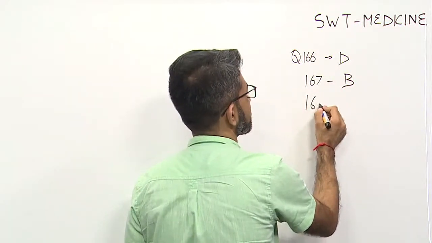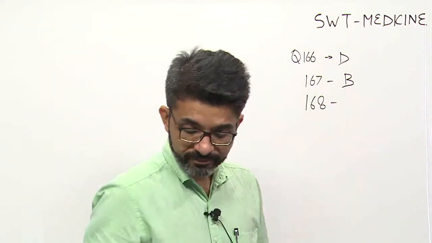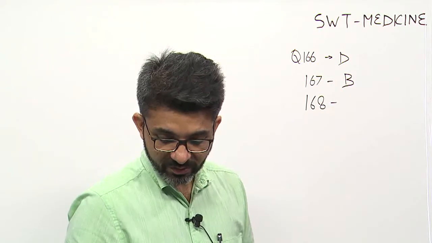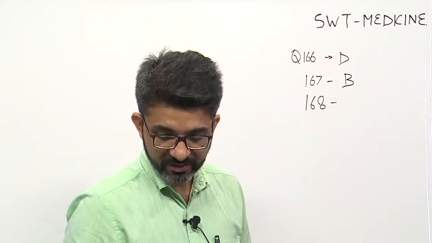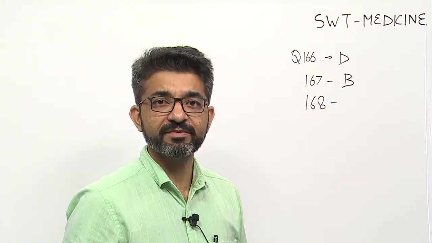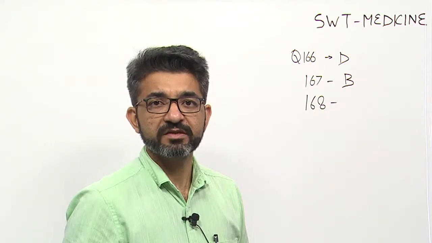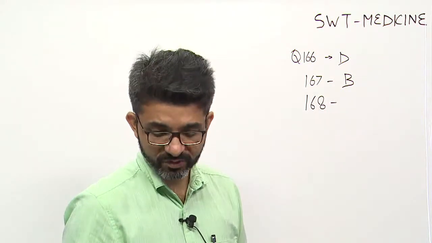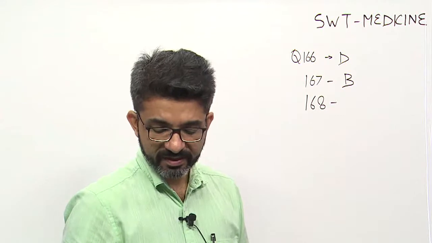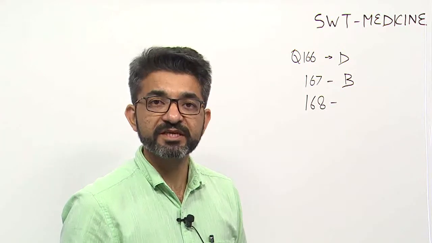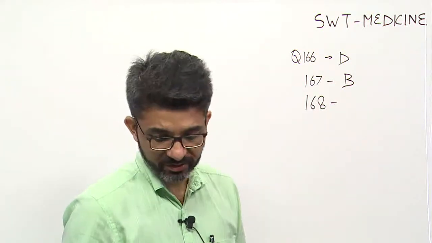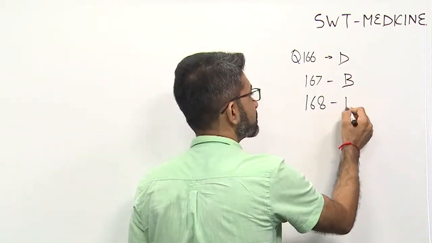Question number 168. Most common cause of SAH. The most common cause of subarachnoid hemorrhage is head trauma. That's written in books. Head trauma is the most common cause, followed by AV malformation, berry aneurysm and hypertension. So, answer is D.